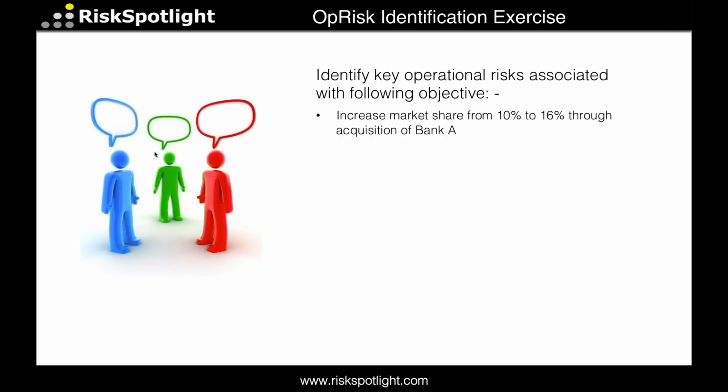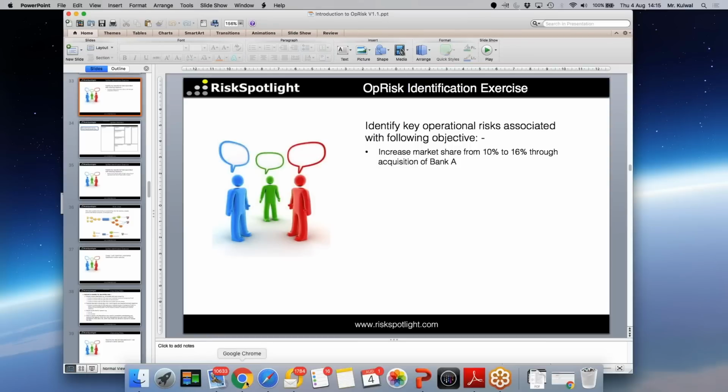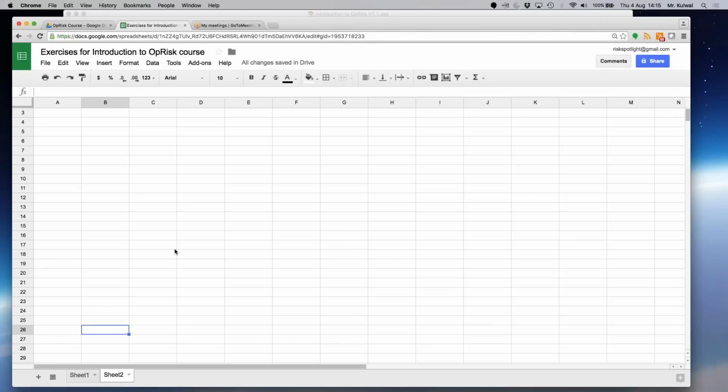So let's try out an exercise. We have a bank that is going to acquire another bank, and their objective is to increase market share from 10% to 16% through acquisition of Bank A. Okay, so that's an objective. Now we need to help the bank identify all the uncertainties which would be classified as operational risks. And then I'll go into my spreadsheet so we can capture some of this and reuse it for later exercises.